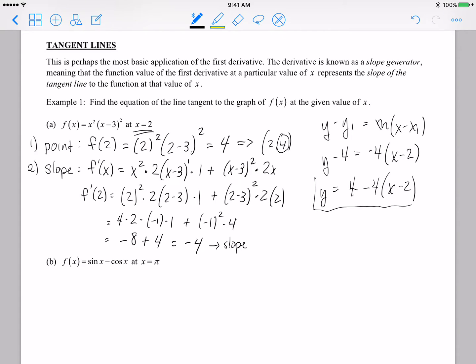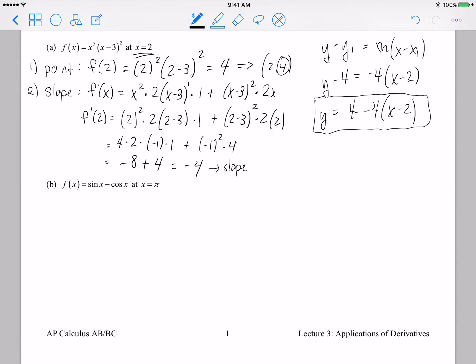Okay, and the reason that I have you write it in that form will become more obvious later on when we get to class, and I can actually explain that to you, and you can see why we do it that way. Okay, example B, we have f of x is equal to sine x minus cosine x, and we want to write the equation of the tangent line at x equals pi.